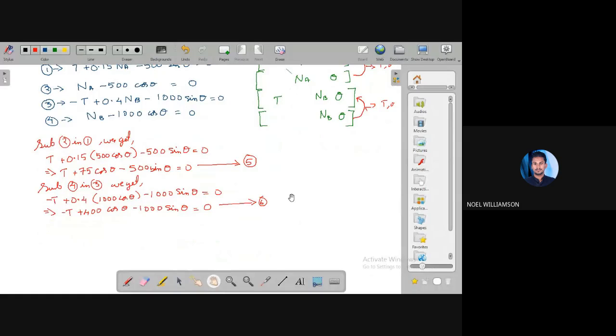Now you get two relations, 5 and 6, where you will get a relation between T and theta. Okay.